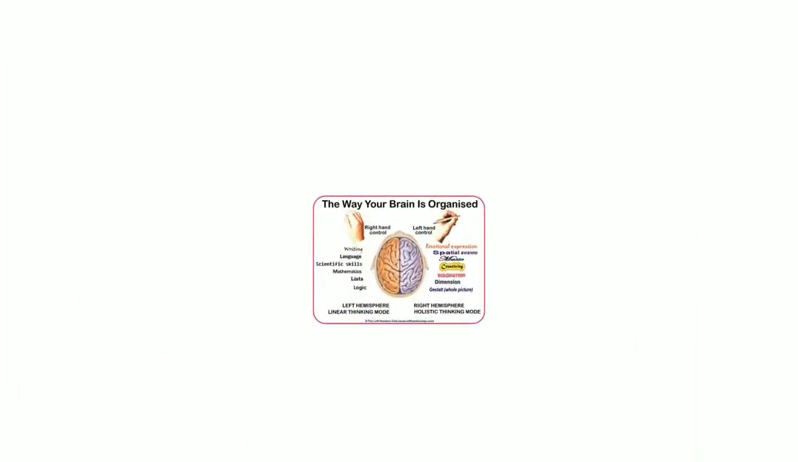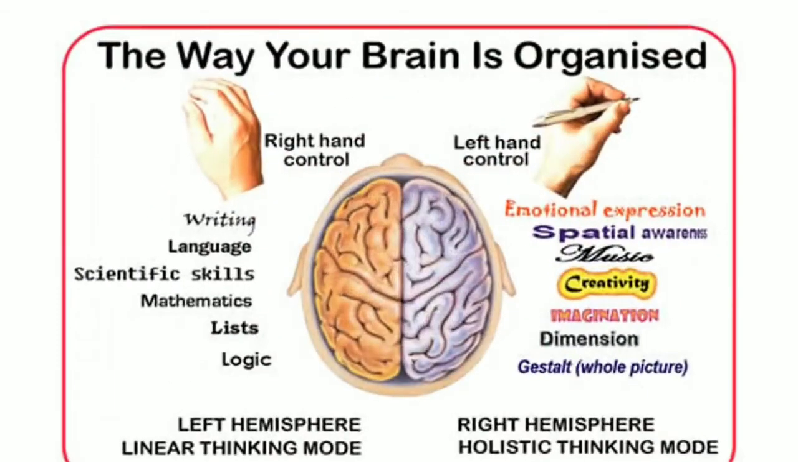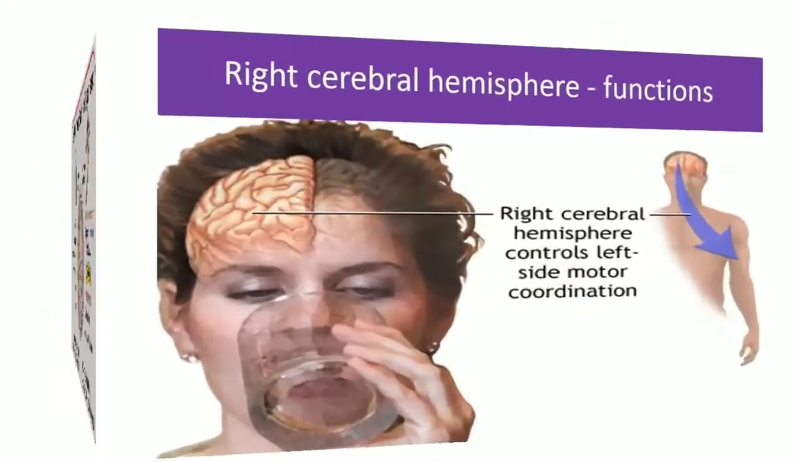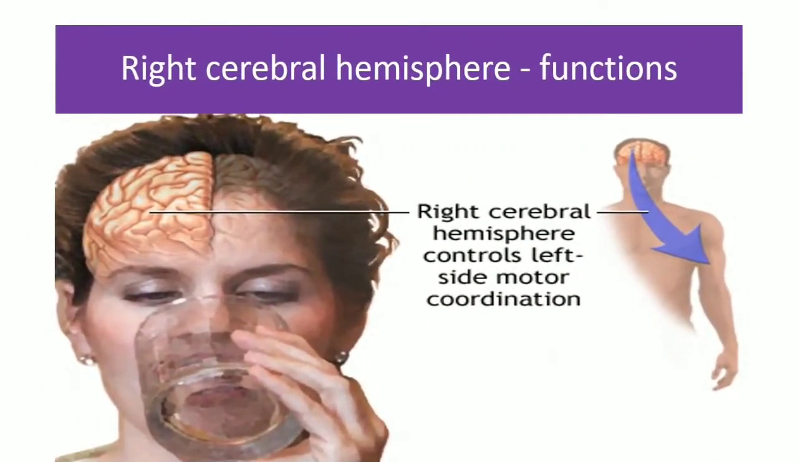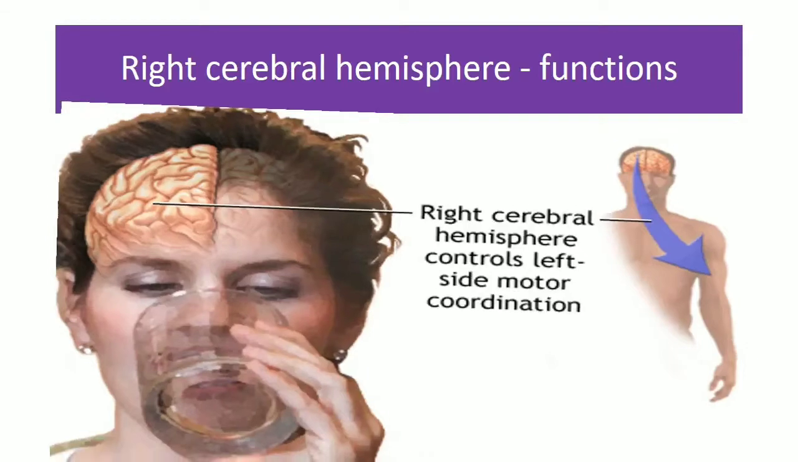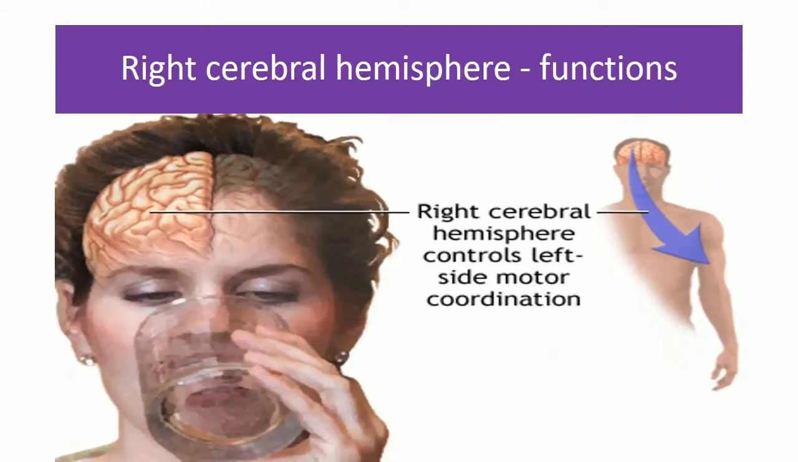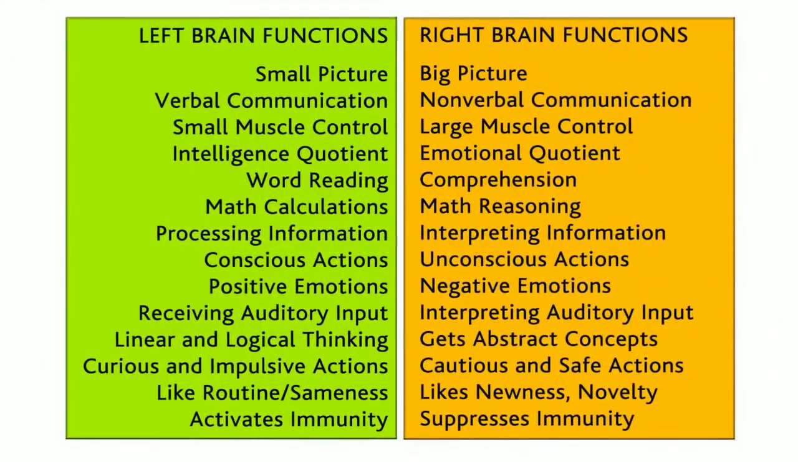Now the way your brain is organized, they have told you how it has been organized. Yes, now moving on, the way your brain is organized, the right cerebral hemisphere functioning has been given to you, that it is connected with the left side of your working. Okay, so left brain functioning and right brain functioning is given here. Take a screenshot of this. It will also help you.